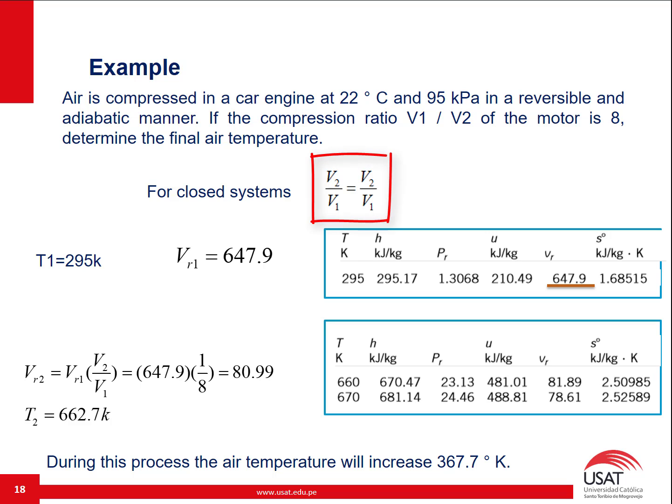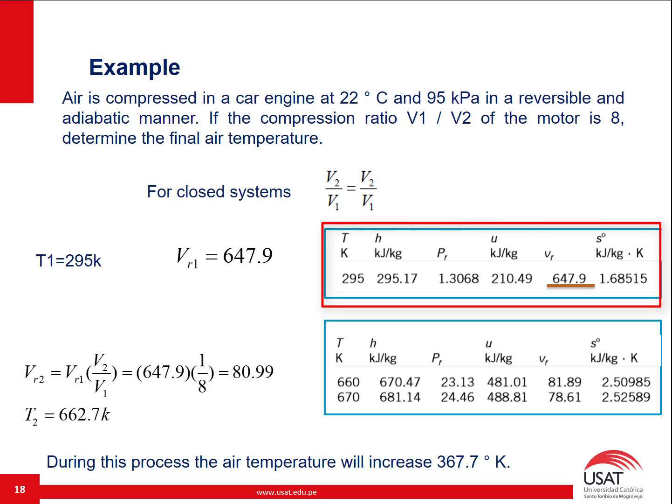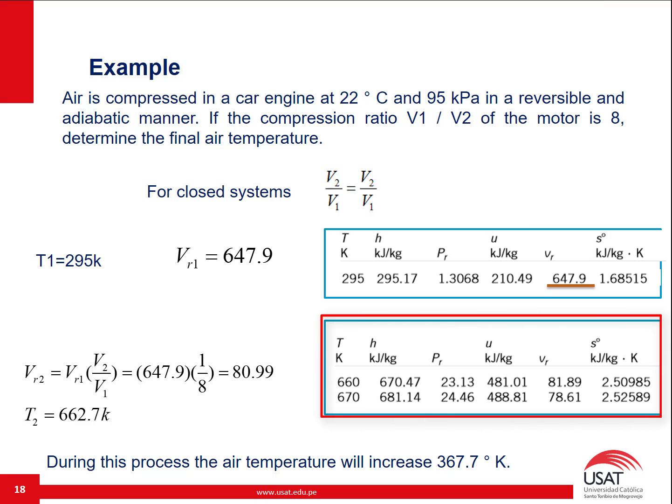Therefore, the isentropic relations for ideal gases are applicable. For closed systems we have this equation. As initial temperature we have T1 equals 295 K. To find the specific volume v1 we go to Table A-17, ideal gas properties of air. And we get the specific volume v1. Then we clear and replace in the equation and get the specific volume v2. Getting v2, we go to Table A-17 and we have to interpolate to get the temperature T2. Therefore, during this process the air temperature will increase 367.7 degrees K.